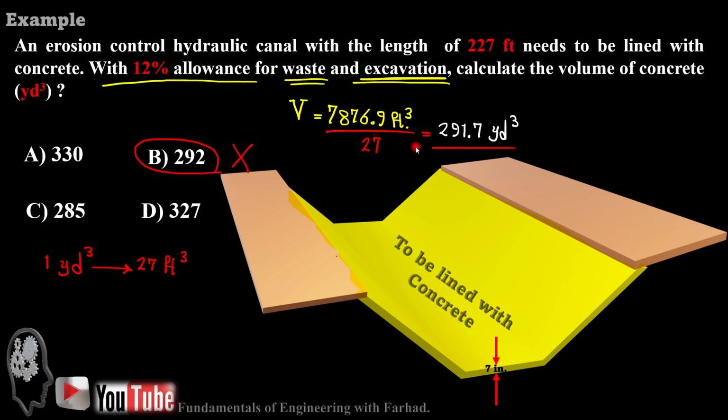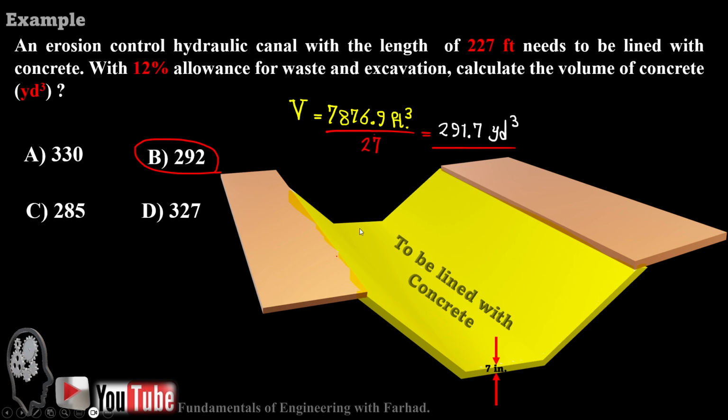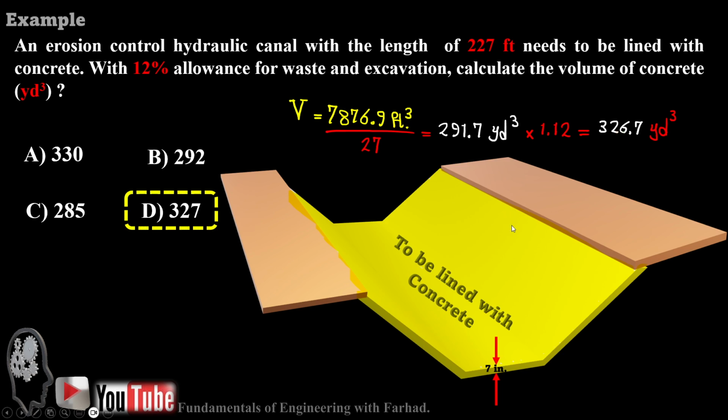As soon as you calculate the numeric value, don't jump to the answers. Read the problem statement thoroughly, and you have to multiply this number by a 12% extra. So choice B is not the answer. You have to multiply this number, which is almost available in the answers, by, that's a simple trick there, 1.12. It just gives you 326.7 cubic yards. And that makes choice D the correct answer.